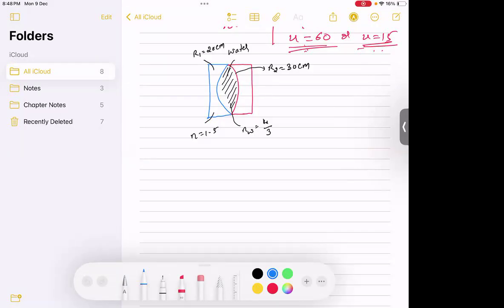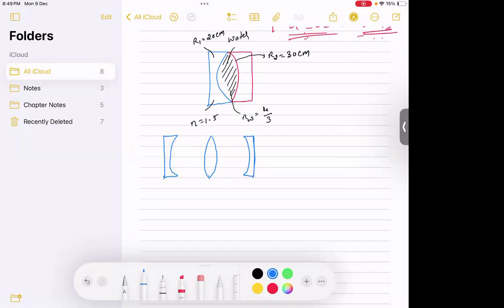Now, let me take the first lens. This is the first lens, plano convex. The middle one is convex. The third one is once again the plano concave. So these are the combination of three lenses, right? Just analyze. This is first combination. The middle one is second one. This is the third one I'm writing.